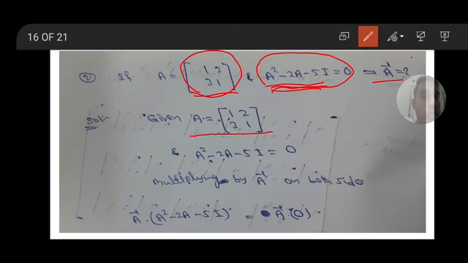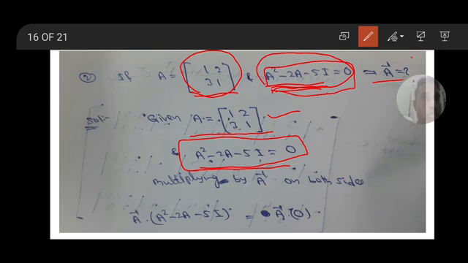So given A equal to the 2 by 2 matrix 1, 2, 3, 1 and A square minus 2A minus 5 equal to the null matrix, by using this equation we have to find A inverse. The direct formula is also there, 1 by AD minus BC into D, minus B, minus C, A. But here this equation is given, so by using this equation we have to find A inverse. So A square minus 2A minus 5I equal to the null matrix 0.